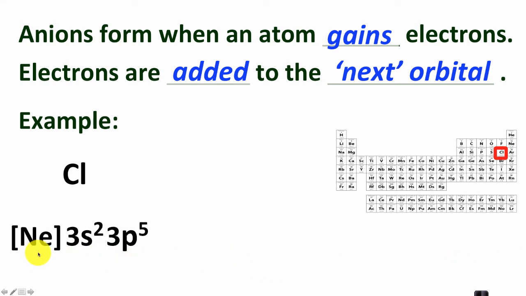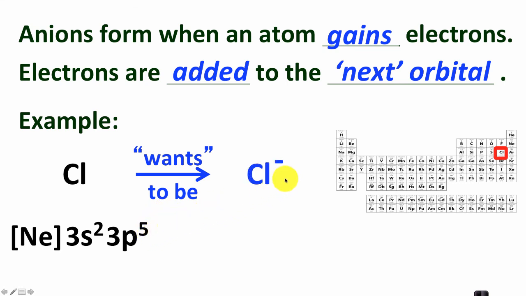configuration of the neon noble gas core, 3s2, 3p5. And notice that this arrangement is only one electron shy of the noble gas argon. So in a sense, chlorine kind of likes to gain one electron and would kind of like to have the same arrangement as argon. And so that one more electron goes into the next available spot.